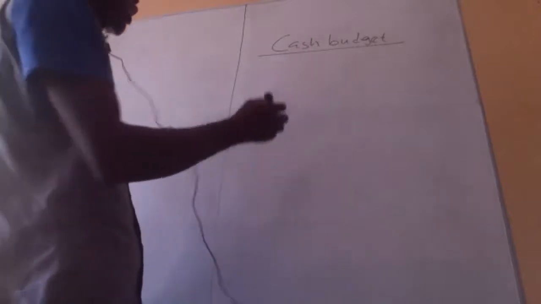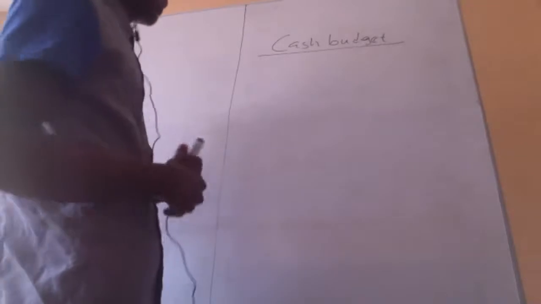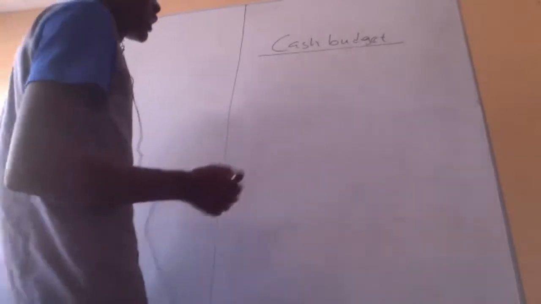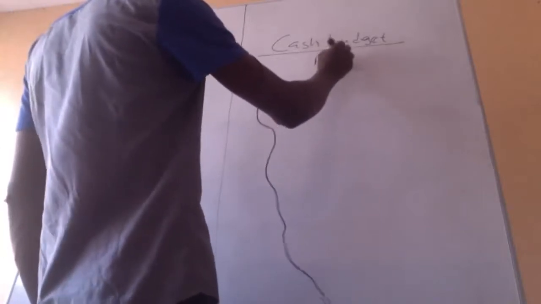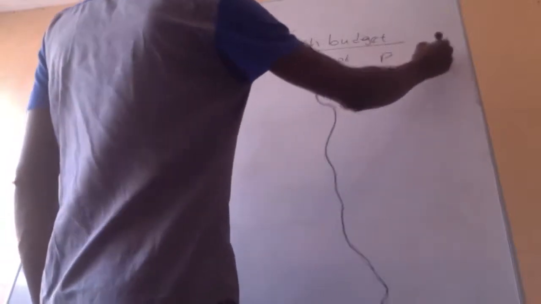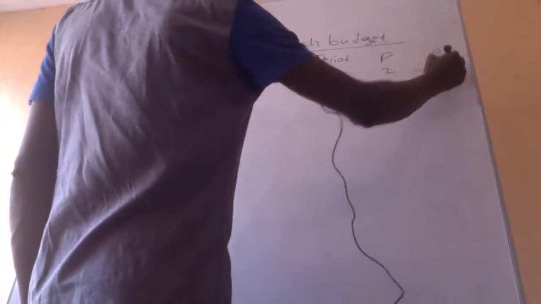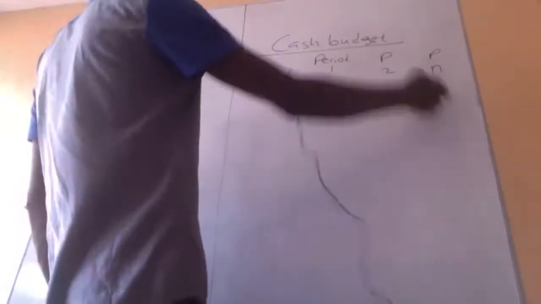Now let's see. The budget period may be in months, quarters, weeks, days, years. That's the budget period. So probably I'll put period 1, period 2, and then up to the last period. So let's make it period N. So that's the budget period. It can be month 1, month 2, month 3. Week 1, week 2, week 3. Year 1, year 2, year 3.